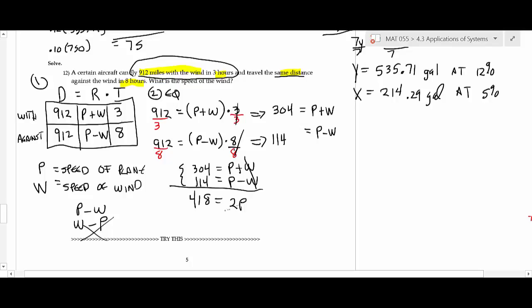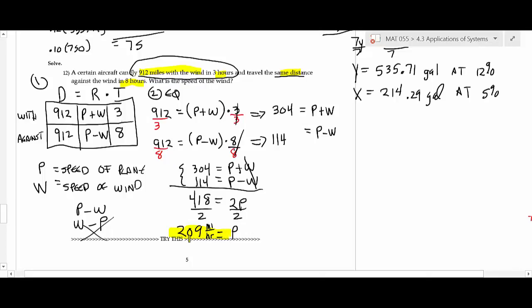Then you can divide by 2. So if you divide by 2, you get the speed of the plane is 209, miles per hour is what that would be. Where did the 2 come from? Oh, wait, never mind, it's from 1 plus 1. That's okay. I see mistakes on that all the time. That's common. So that would be the speed of the plane right there.